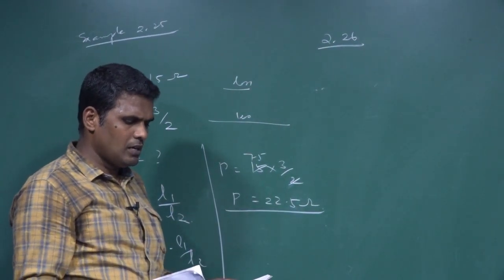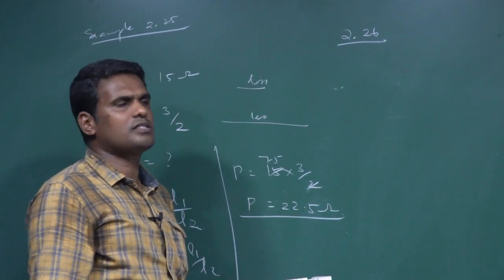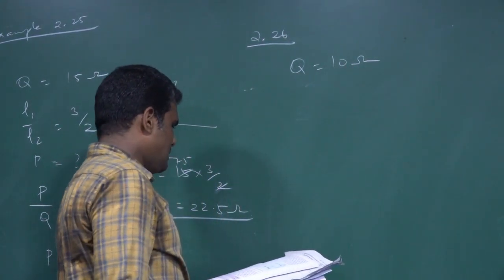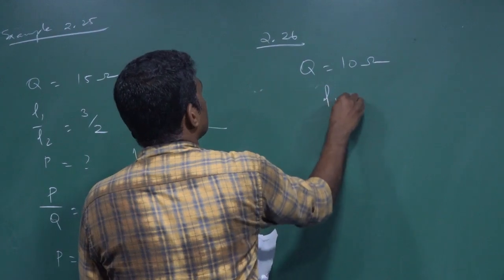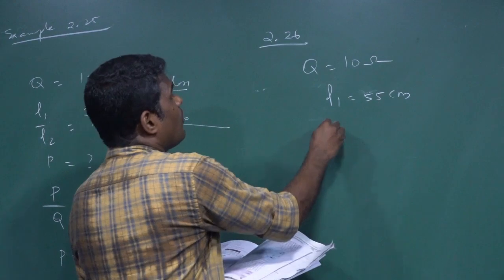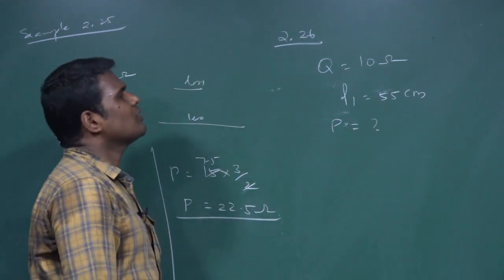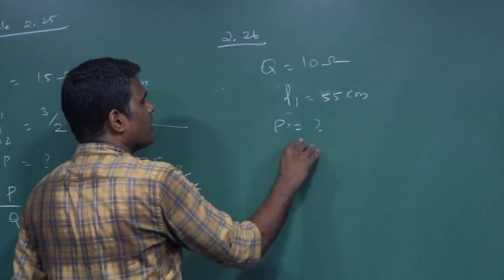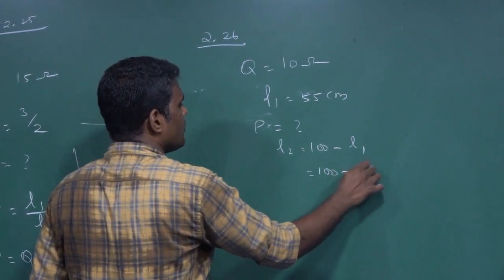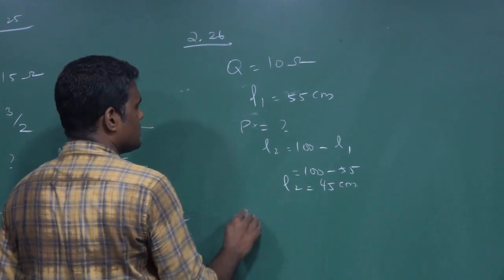In a meter bridge, the value of the resistance in the resistance box, which is the known resistance Q, is 10 ohm. The balancing length L1 equals 55 centimeter. Find the value of the unknown resistance. They are asking you to calculate the value of the unknown resistance. Actually, L1 is given. We have to find L2, which is 100 centimeter minus L1. So 100 minus 55 is 45 centimeter. So L2 is 45 centimeter.